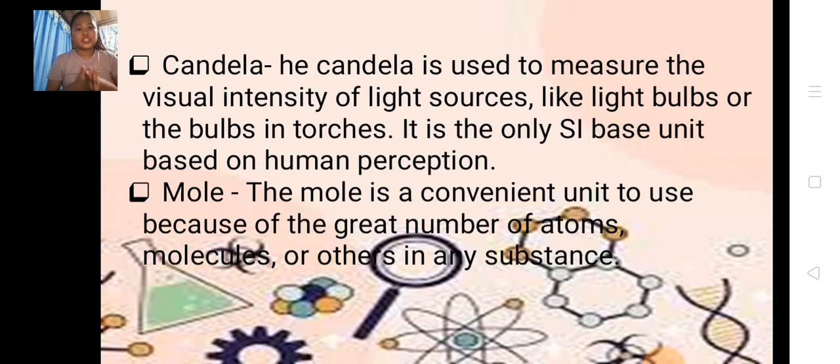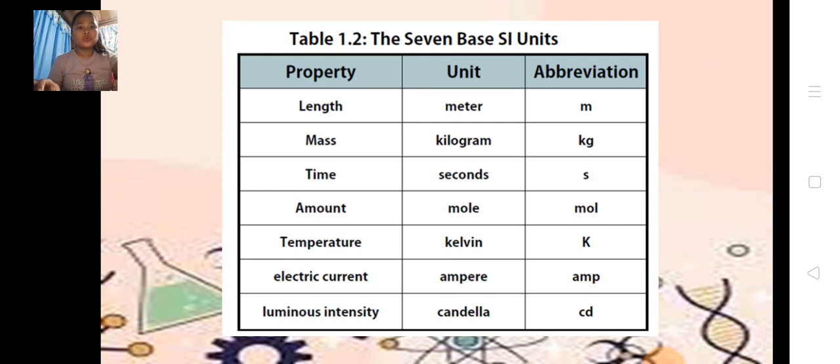The mole is a convenient unit to use because of the great number of atoms, molecules, or others in any substance. So, the mole is the amount, for example, of atoms, or how much amount is consumed. That is an example for atoms. Now, this is the example of the seven base SI units that I discussed earlier. So, let's proceed to motion.